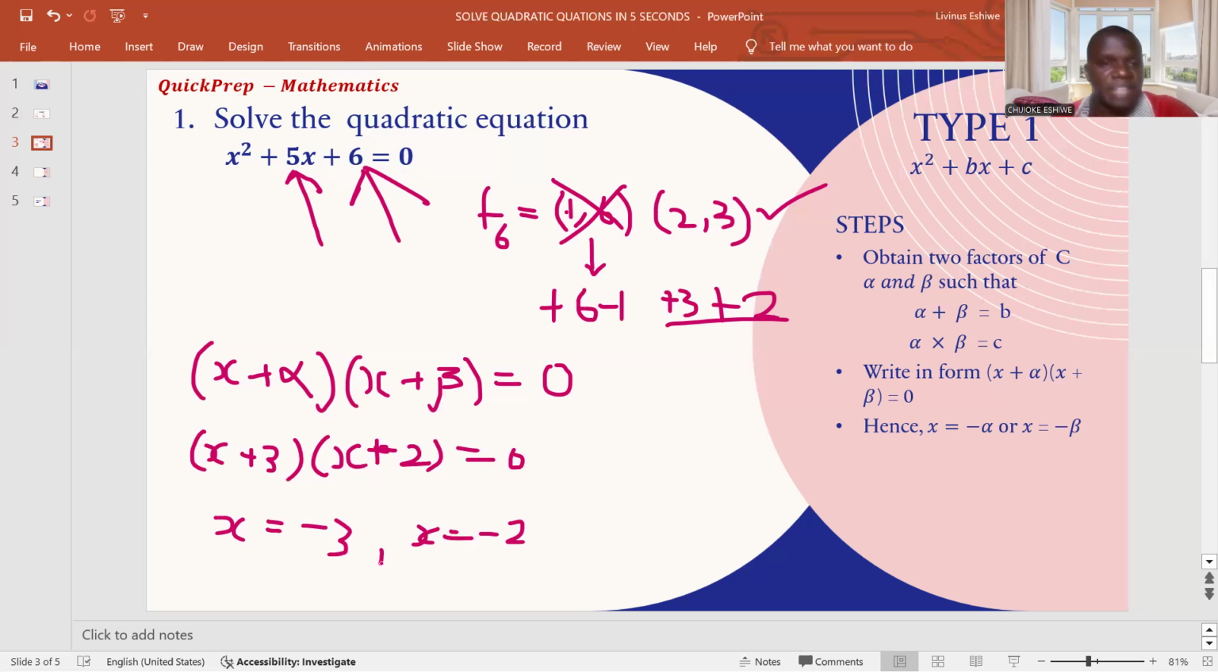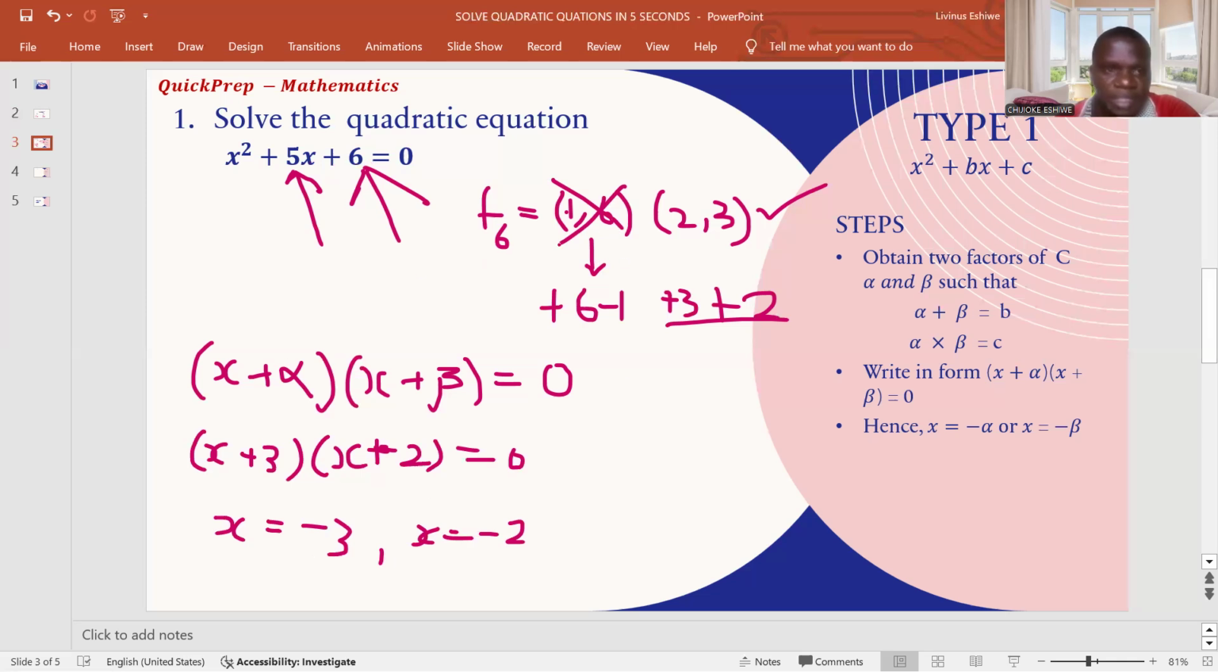I said in 5 seconds, but I believe we have gone way past 5 seconds. But not to worry. Look at what the problem here is: it is just obtaining these factors. Now, if you can look at this number and obtain these factors as quickly as you can, then you can actually get the answer of this without even going through any other step.